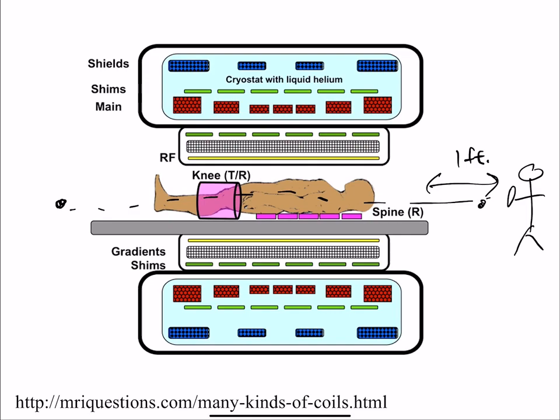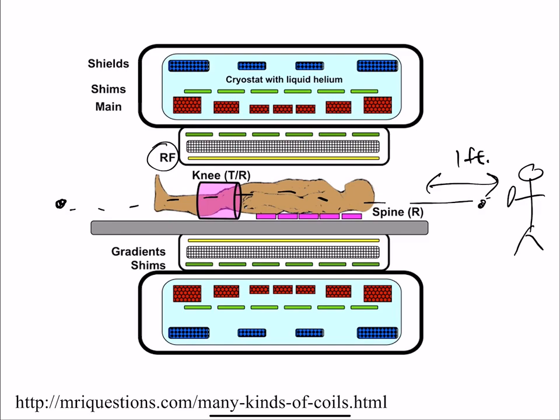Okay. All right. So that's the magnet, and that's the main field. The next thing we're going to talk about is the RF field. This coil has the job of putting energy into the sample and receiving energy back. You can think of it essentially as an antenna. There's typically one main RF coil called the body coil, which can transmit energy into the body and receive it back. So it can be both transmit and receive.